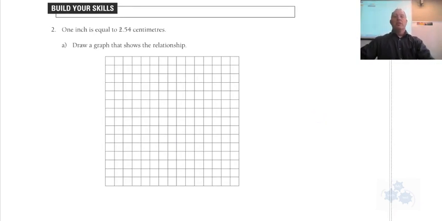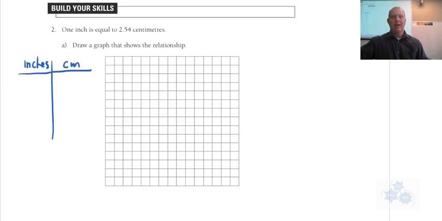So 1 inch is equal to 2.5 centimeters. That's what's given. Now we can find the slope, but let's just think about where we should start. Draw a graph that shows the relationship. That's not much to draw a graph from, is it? So what you might want to do is generate some points. What are the relationships here? What screams out to me is inches and centimeters. Let's make a table of values.